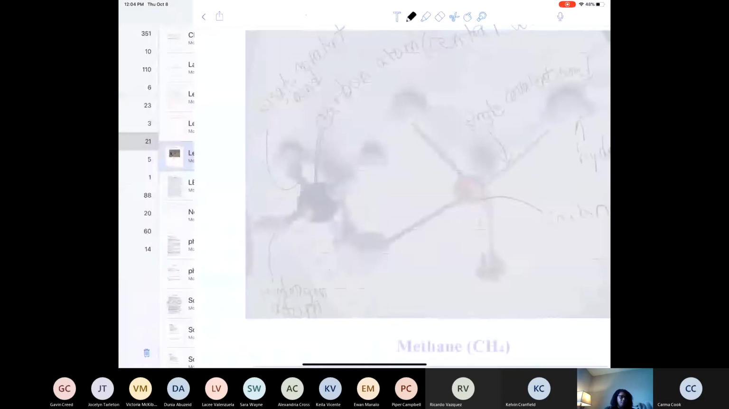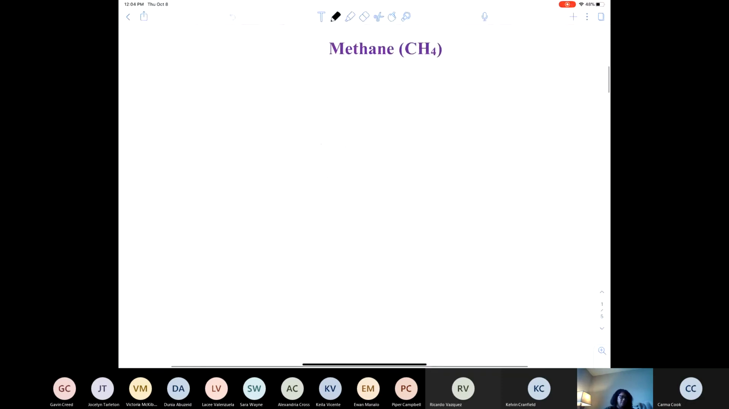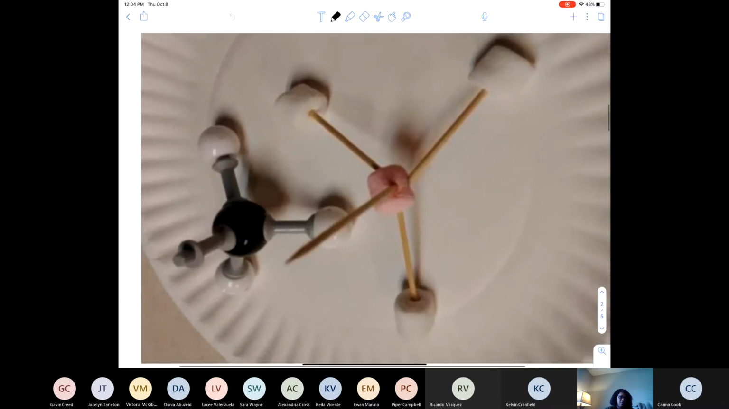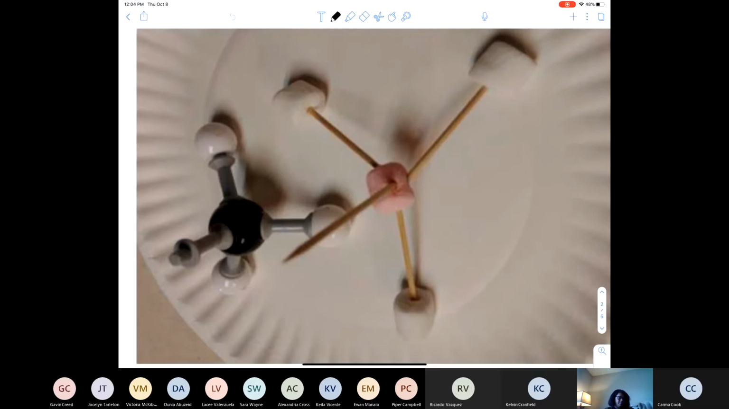So now let's look at a model for our ammonia. And so for the ball and stick model, the black sphere is our nitrogen. The 3 white spheres are hydrogen atoms. And now you notice this stick here that doesn't have a ball attached to it. That represents our lone pair.